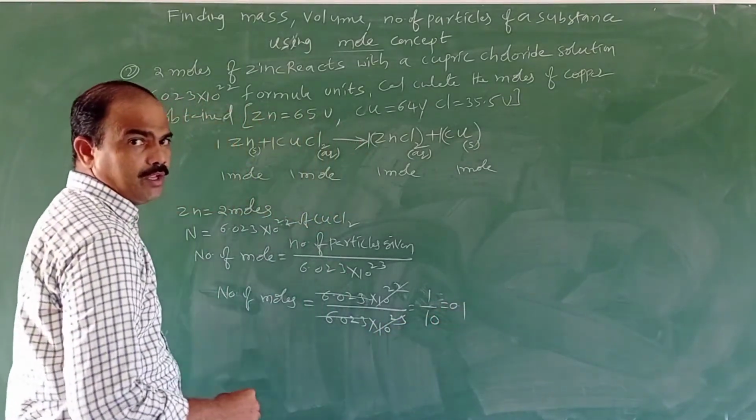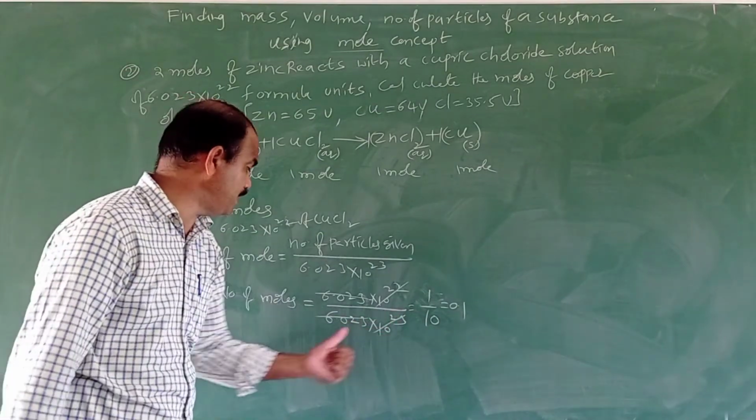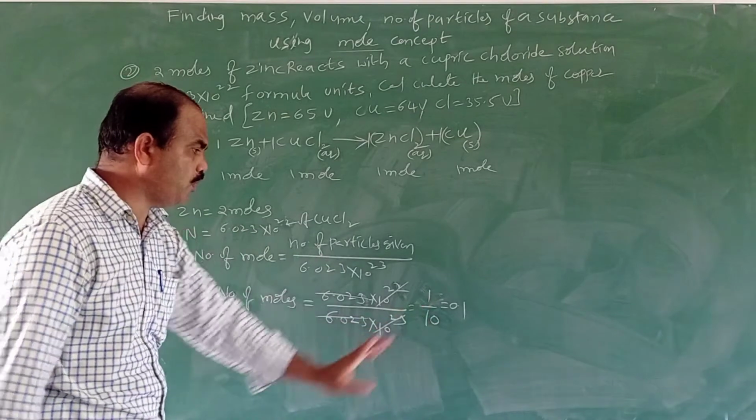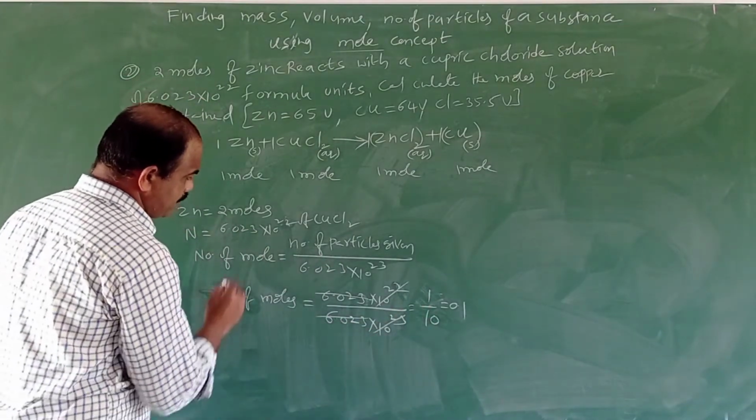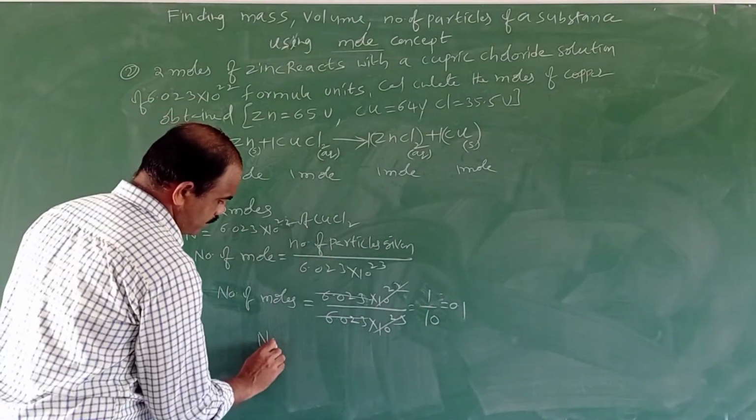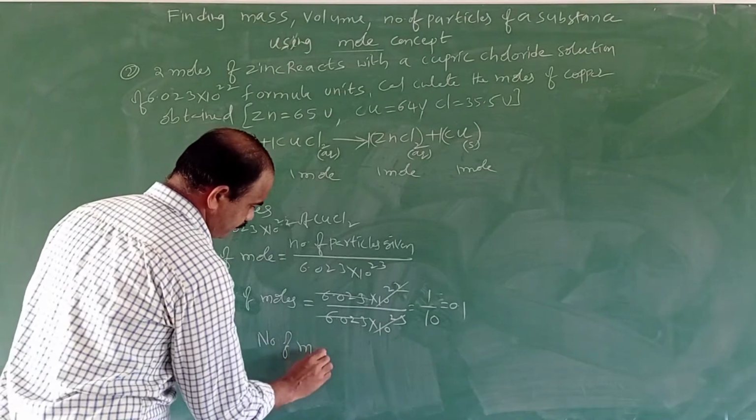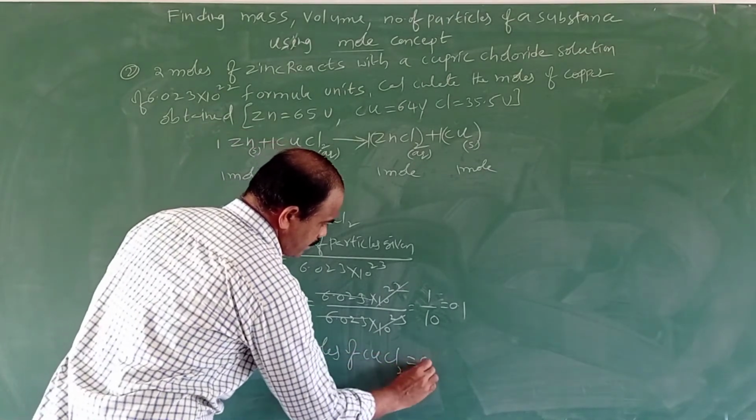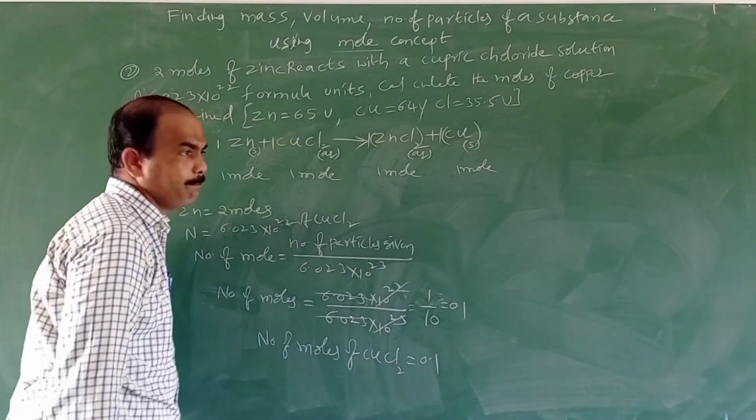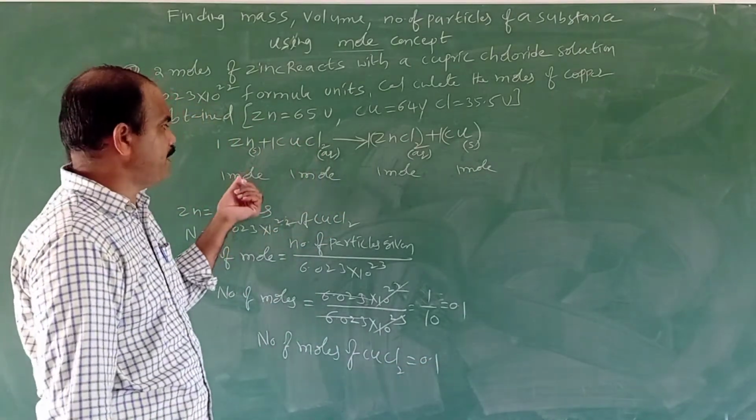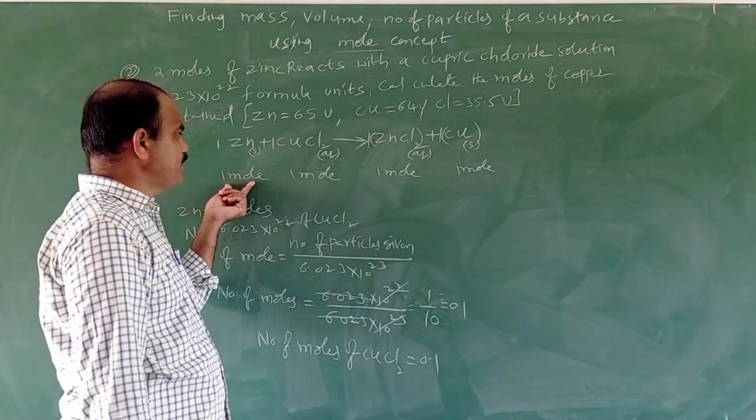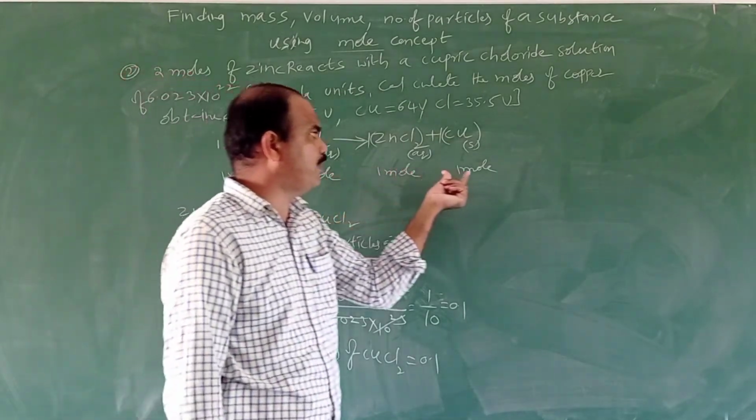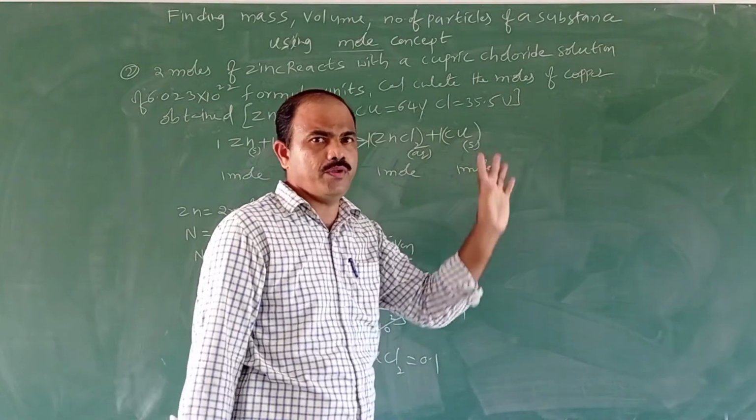And how many moles of the cupric chloride is reacting with the 2 moles? Only 0.1 mole. The number of moles of cupric chloride is how much? 0.1 only. But in the balanced chemical reaction, 1 mole of zinc will be reacting with 1 mole of cupric chloride, and then only 1 mole of copper will be produced.